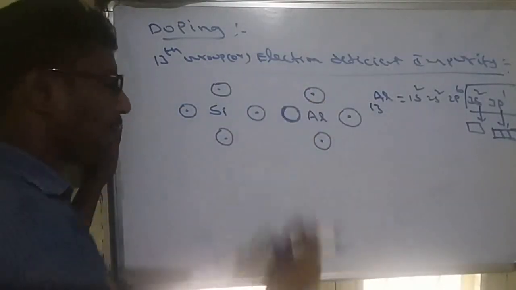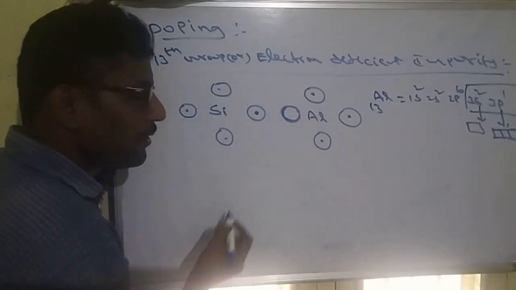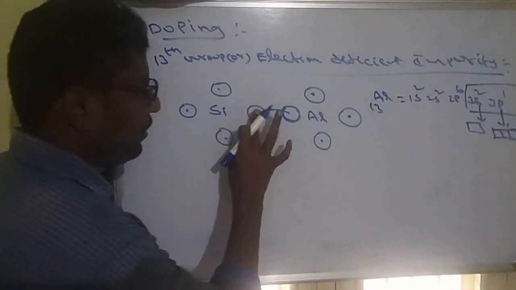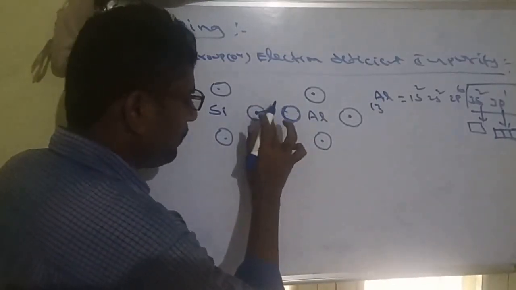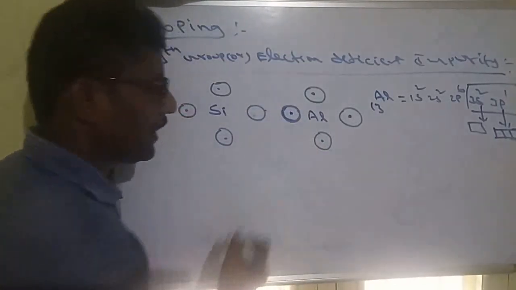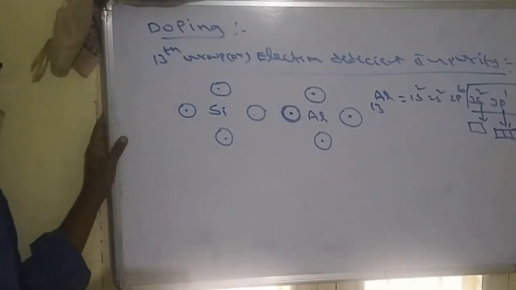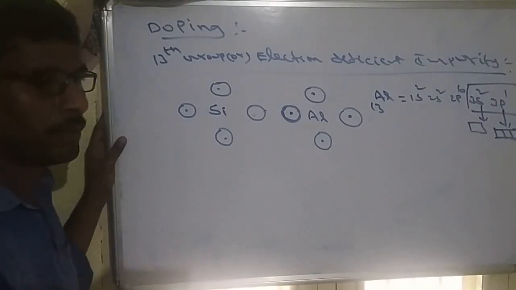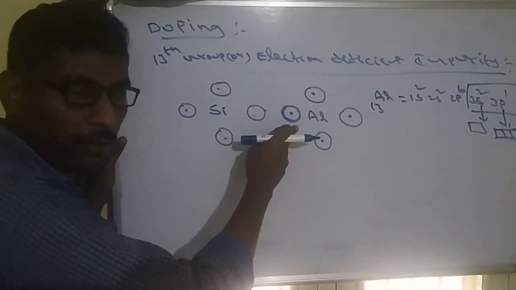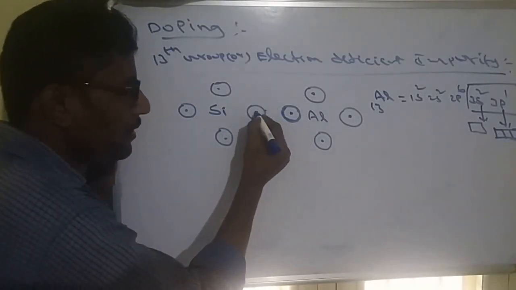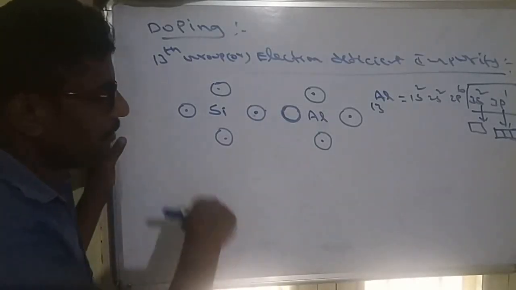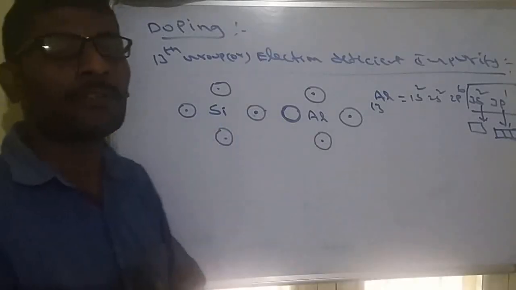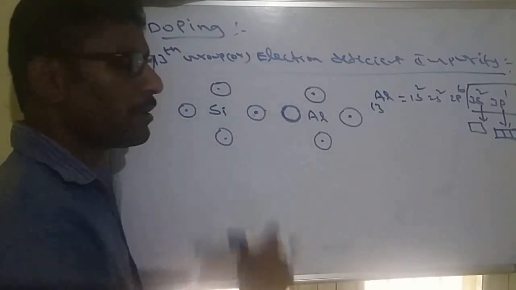Due to the addition of aluminium, the electron present in the silicon will be shifted to the empty orbital. The electron of silicon is shifted to aluminium, and now that place becomes empty. Then it is filled again by another electron, and the empty place shifts again. So electrons are continuously moving between this orbital and this orbital.